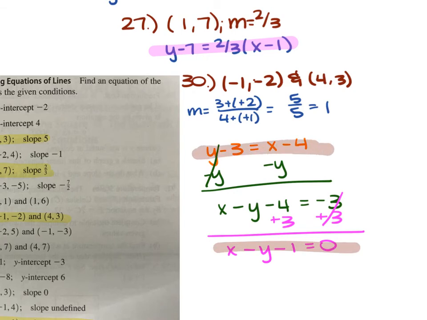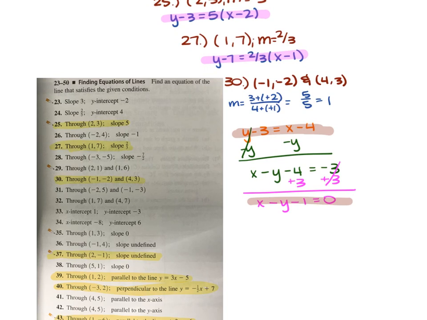I would use this up here for my point slope form. And then if you wanted to use the -1 and the -2 instead, you could do that as well. You would just have y plus 2 is equal to x plus 1.